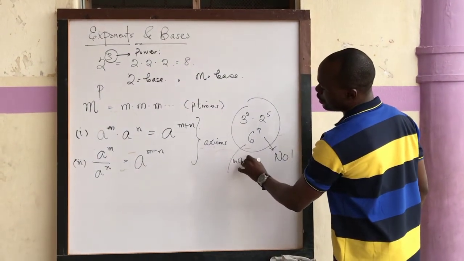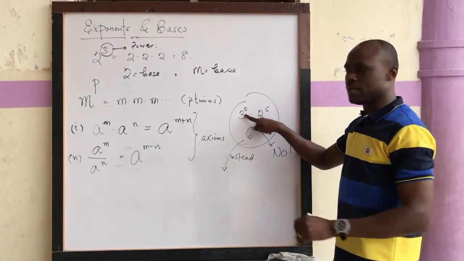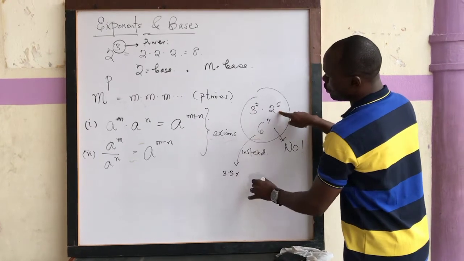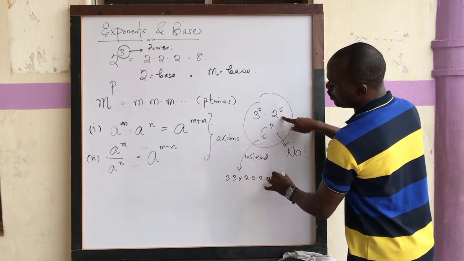Instead, what you do is solve them independently. This will give you 3 times 3, and this will give you 2 times 2 times 2 times 2 times 2.